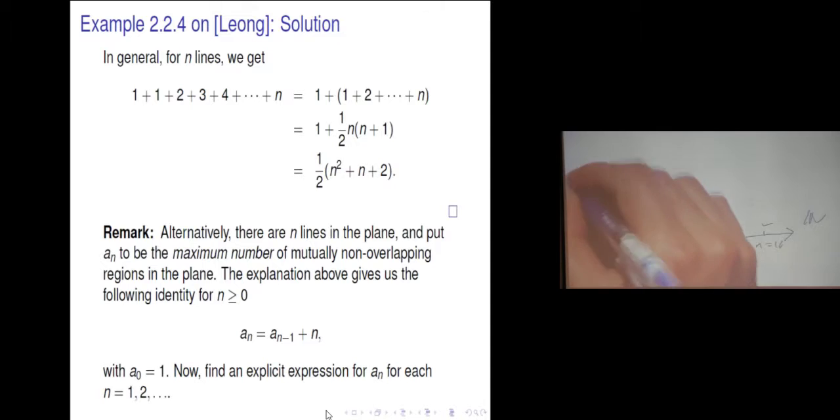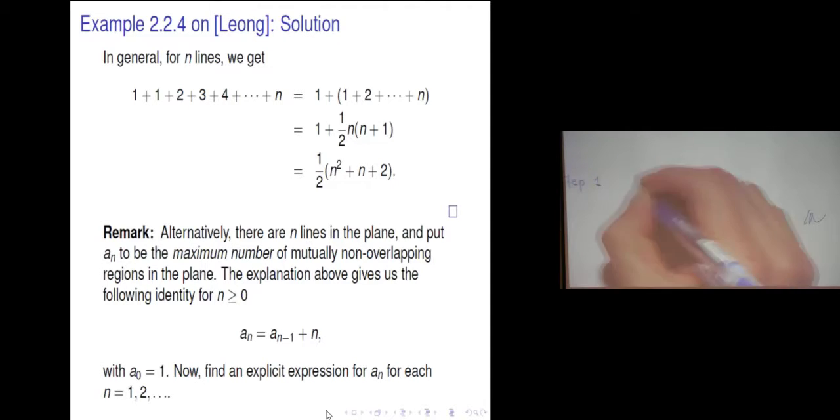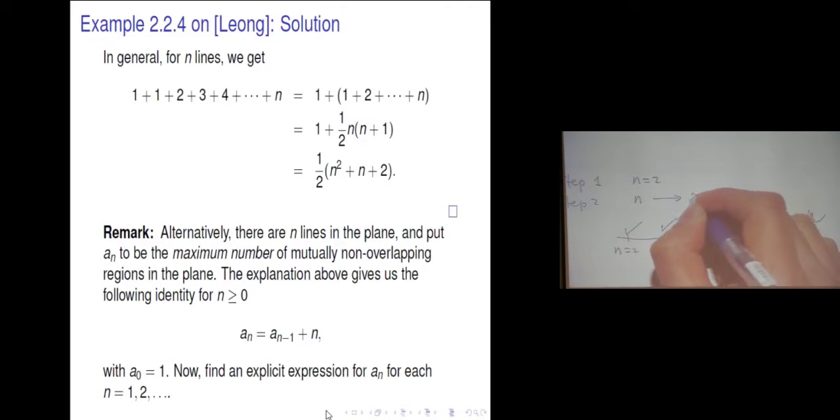Step 1, n equal 2. Step 2, from n we go to 2n. So from 2 we go to 4, from 4 we go to 8, from 8 we go to 16, and so on and so forth. Step 3: actually, we go from n to n minus 1.